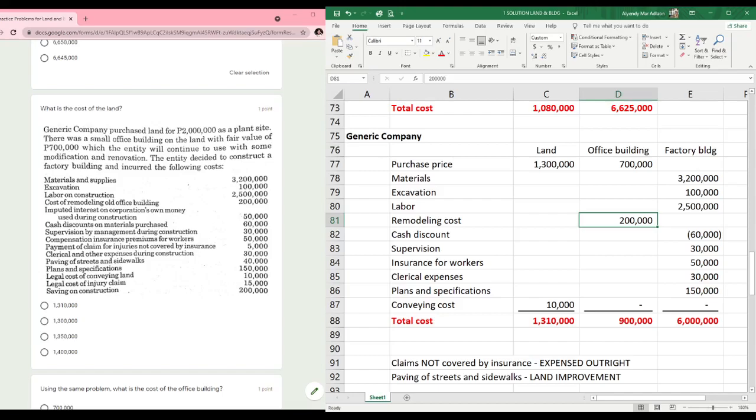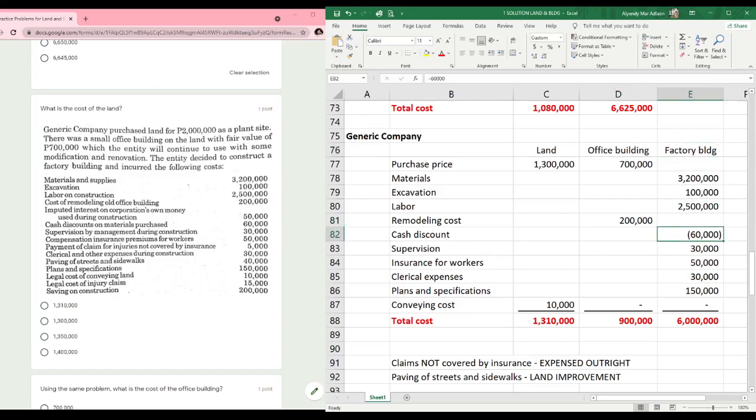So intermediate accounting does not account for such. Okay? We do not account for interests that are not actual. These are only implied and for decision-making purposes. So, not to be accounted for at all. Next, we have cash discount on materials purchased, of course, whether taken or not. This is to be deducted under the factory building.